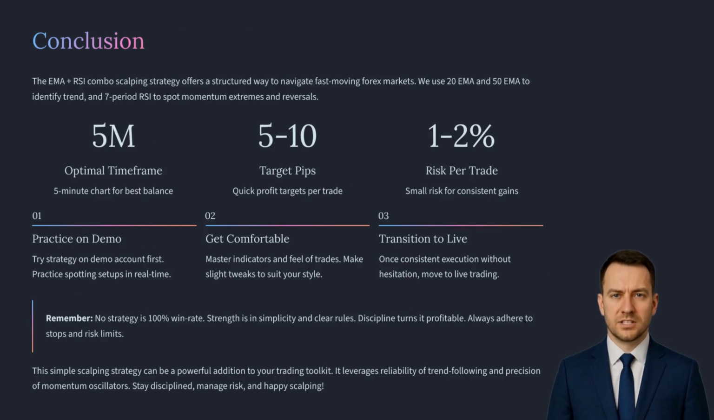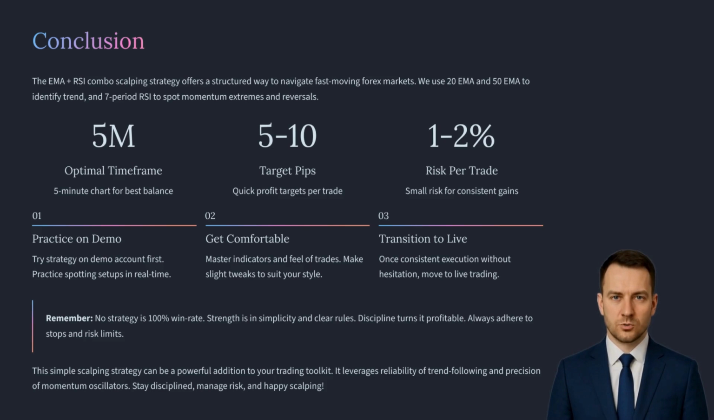The EMA plus RSI combo scalping strategy outlined above offers a structured way to navigate the fast-moving Forex market. To recap, we use the 20 EMA and 50 EMA to identify the trend, and a 7-period RSI to spot momentum extremes and reversals within that trend. Our optimal time frame is 5 minutes, trading major Forex pairs during active sessions for the best results.